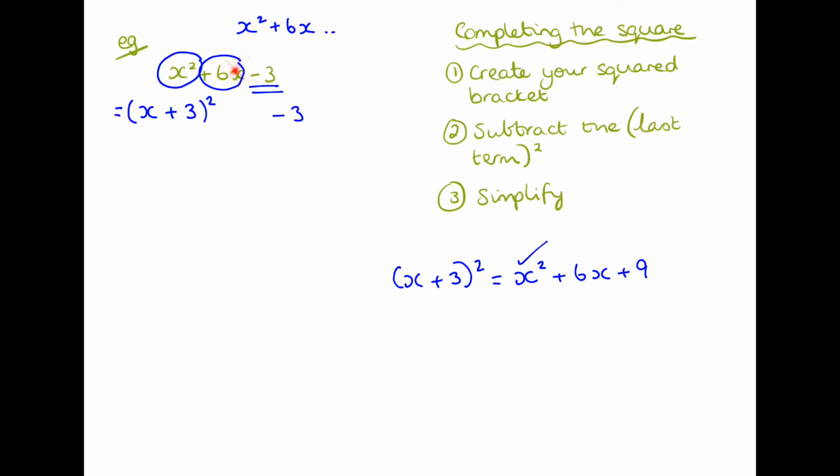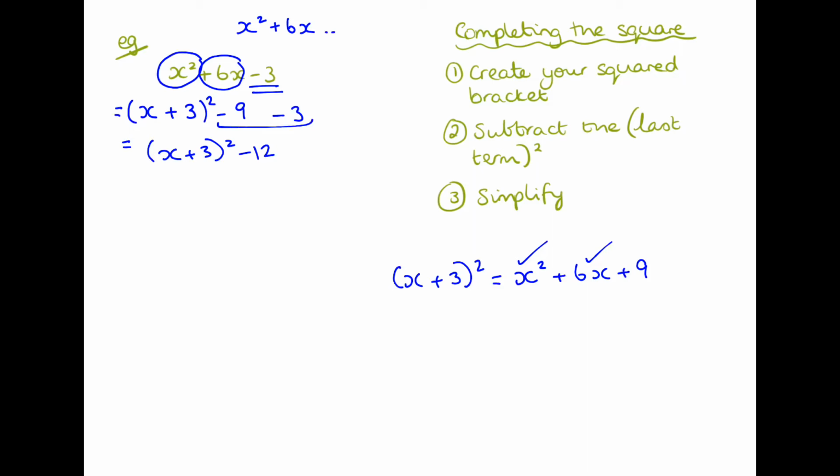We want the plus 6x, so that's fine. But there's no mention of this plus 9. We don't need that. So what we have to do is take 9 off. Okay, and then we just simplify this a little bit. So we get x plus 3 squared minus 12. And that's it, done.